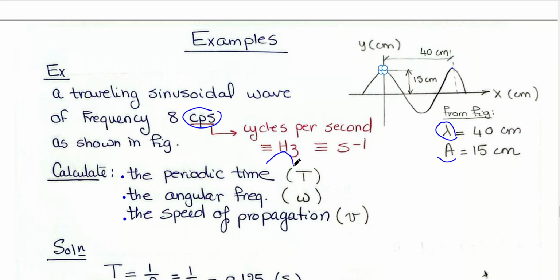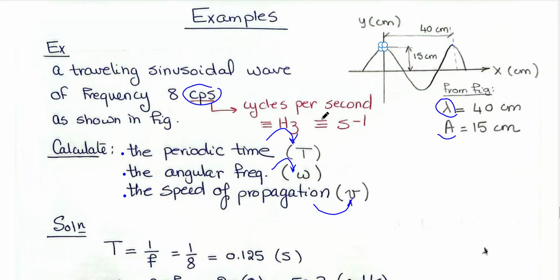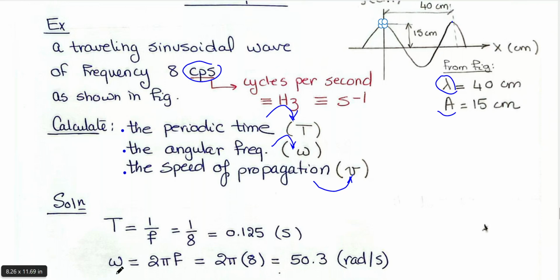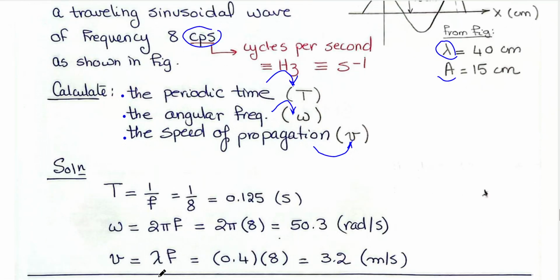The symbol of the periodic time is T. The angular frequency is omega. The speed of propagation of the wave is v. Okay, now I want to calculate T. T is the reciprocal of f, and I have f, so 1 over f. If I know f or T, I can calculate omega because the three are related together. Omega equals 2 pi f. Then v equals lambda f or omega over k. It's direct substitution in my equations.